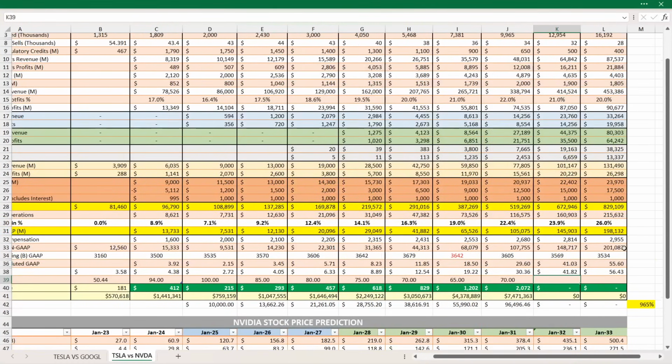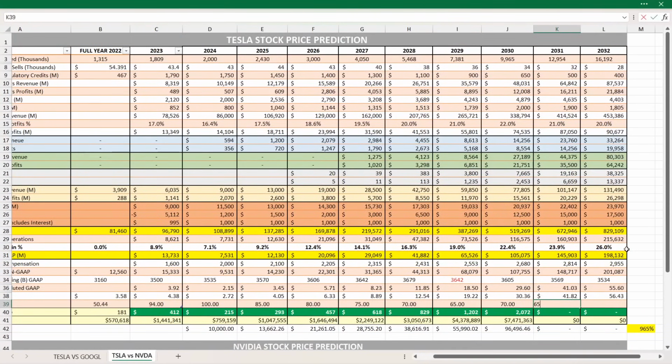In 2031, I'm going to give it a 65 PE because they're still growing heavily. That's a stock price of over $2,700 and a market cap of over $9.7 trillion. Your $10K investment has now gone up to almost $127,000, which is insane. Next year, a 60 PE would be a stock price of almost $3,400 and a market cap almost reaching $12 trillion. Your $10K has now turned to almost $160K, which is a 1,577% ROI on your investment, which is insane.